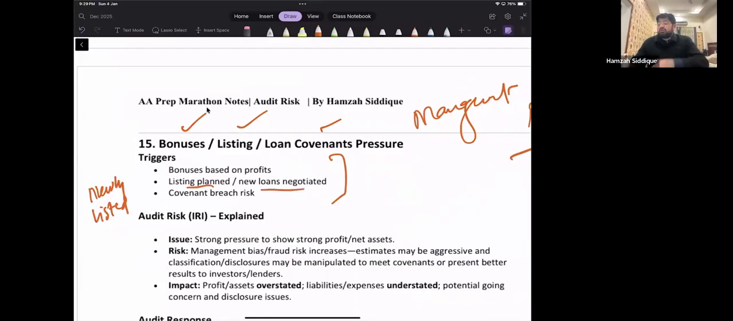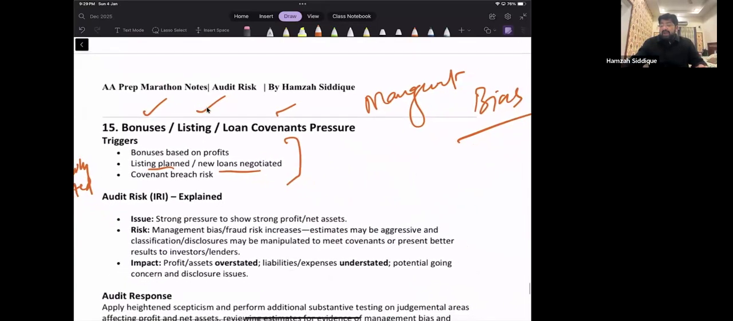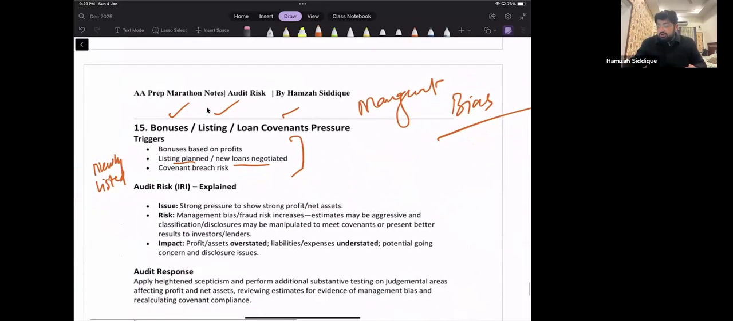So new companies, or companies negotiating new loans, management will want to show a better financial picture to get loans, or to increase the share price if it is going to be listed. Or if it is already listed, covenants are there, conditions attached with loans already obtained by the company. So management may manipulate financial statements to ensure covenants are being complied with.